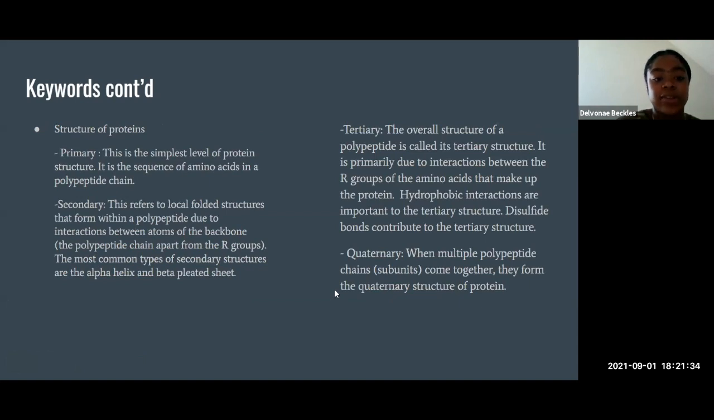Lastly, we have the structure of proteins. Like Sarah mentioned earlier, there are four structures of proteins: primary, secondary, tertiary, and quaternary. The primary is the simplest level of protein structure. It's the sequence of amino acids in a polypeptide chain. Secondary refers to local folded structures that form within a polypeptide due to interactions between atoms of the backbone. Tertiary is the overall structure of a polypeptide, and it is primarily due to interactions between the R groups of the amino acids that make up the protein. And quaternary is when multiple polypeptide chains come together to form the quaternary structure of the protein.